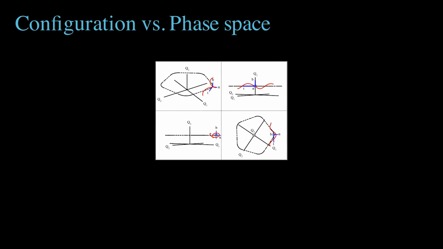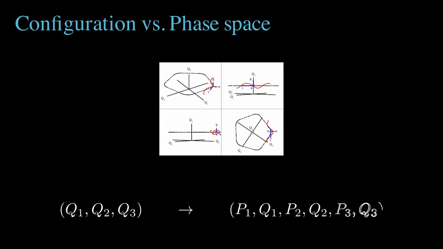Phase space goes one step further. For every coordinate in configuration space, we add its conjugate momentum. This doubles the number of dimensions, but gives us the benefit of capturing the full state of the system at any instant, and allows us to see the evolution of even a many-dimensional system as a single trajectory in phase space.